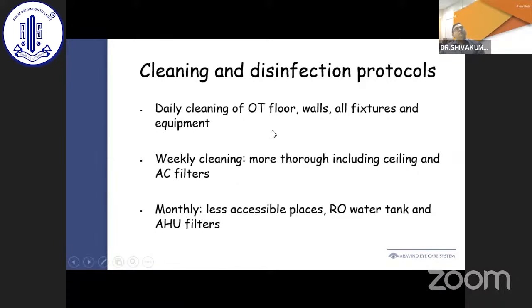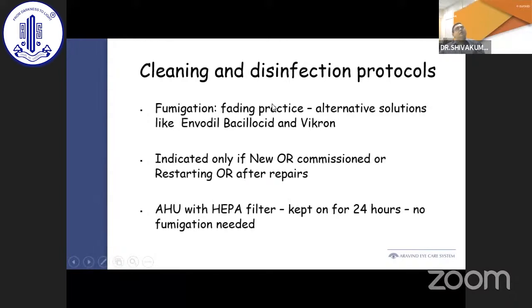So the daily cleaning is usually done for the OT floors, walls, all fixtures and equipment. And having said this, we need to keep in mind that only about 1% of the microorganisms on the floor and on the walls are pathogenic. The weekly cleaning involves all these structures, the floor, walls, and fixtures, and also the ceiling and AC filters. And the monthly cleaning is for the less accessible places, the nooks, corners, and the RO water tank and the AHU filters.